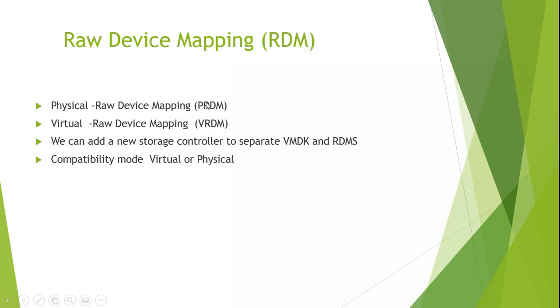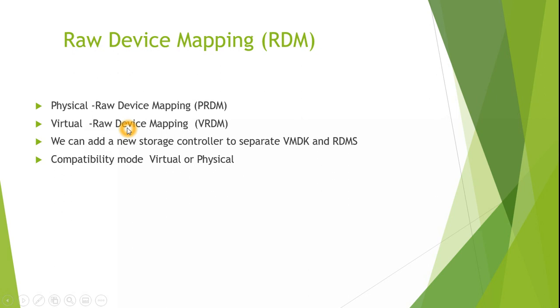So RDMs are basically of two types. One is physical RDM and one is virtual RDM. When we create RDMs, you can attach it as physical when we do the configuration, and that gives you a couple of options, like what you can do and what you can't do, but there are advantages and disadvantages which we'll look at in the next slide. For now, just remember we have two types of RDMs, physical and virtual.